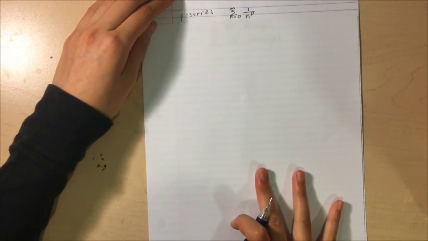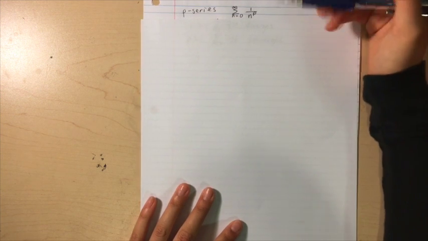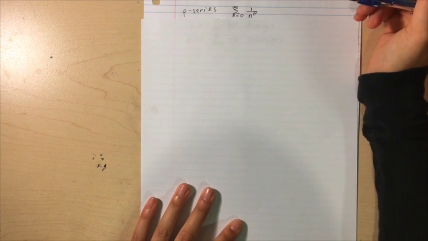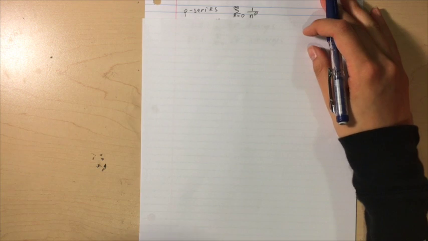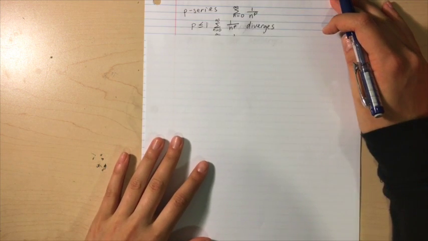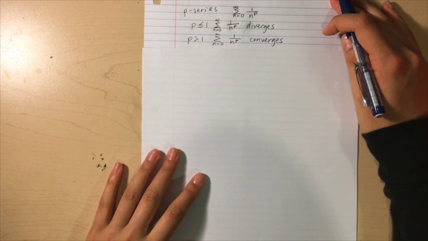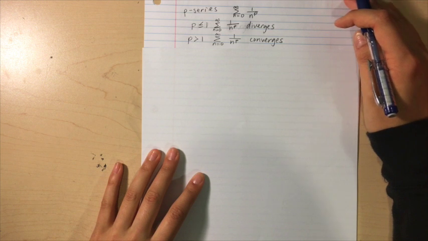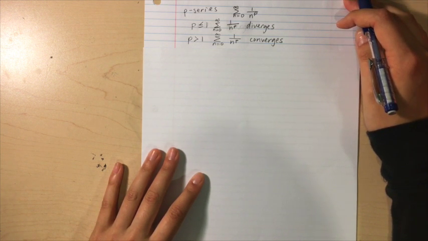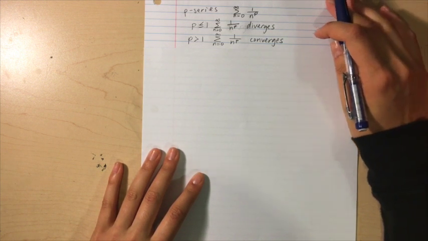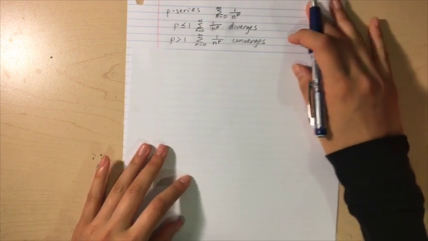Next is the p-series. Now the p-series takes the format of summation of 1 over n to the p, where p is a number. The p-series states that when p is less than or equal to 1, then the series diverges. If p is greater than 1, the series converges. Now let's do a practice problem.